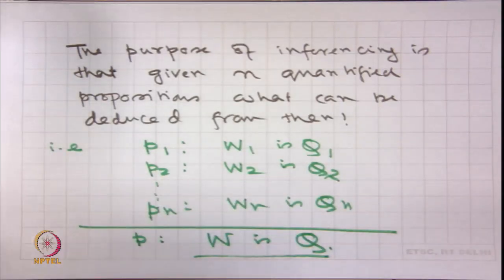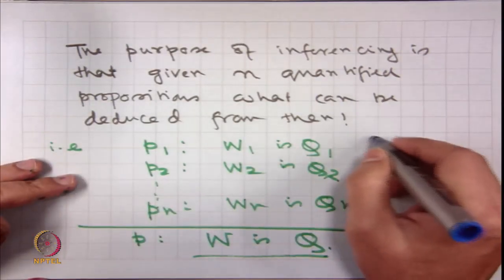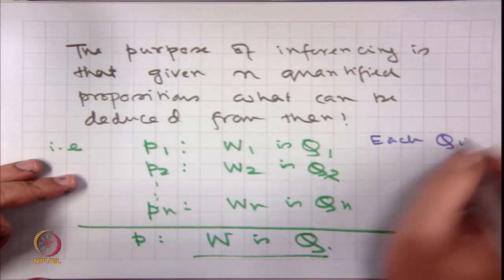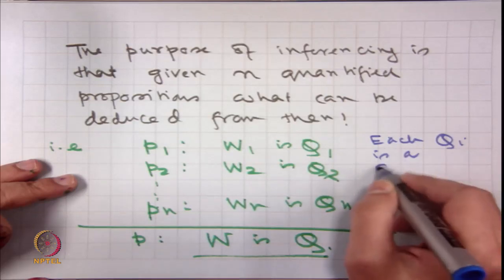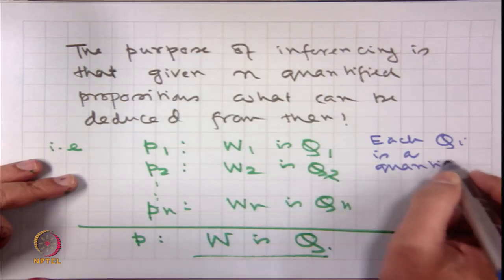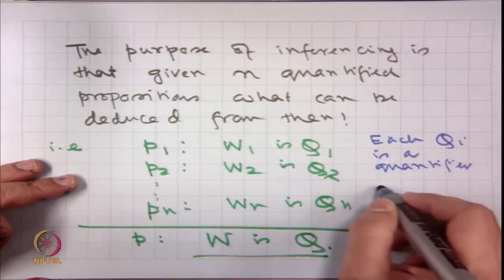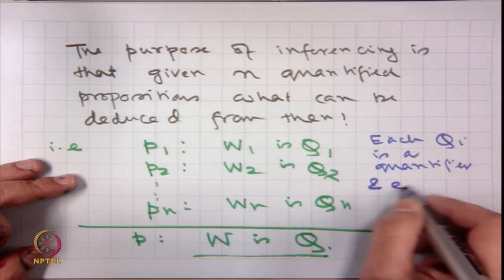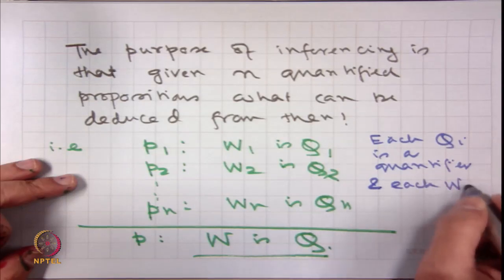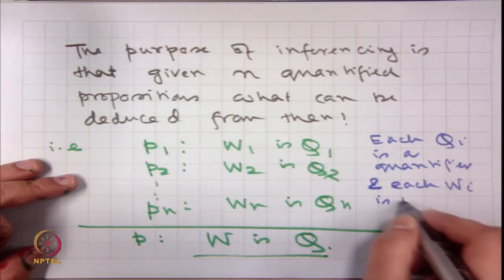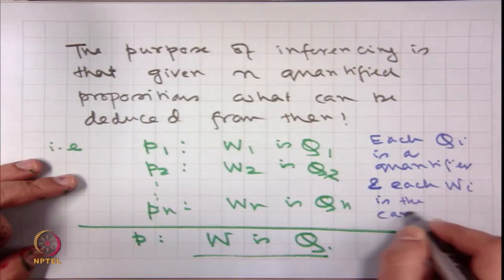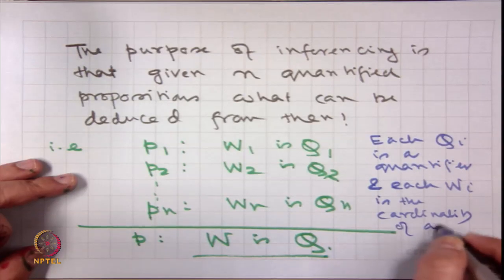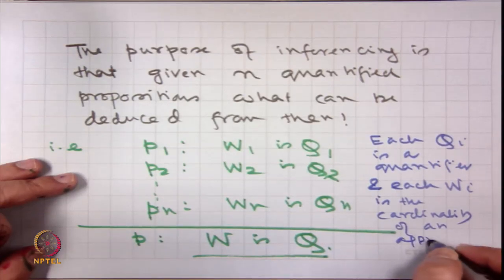Here each Qi is a quantifier, and each Wi is the cardinality of an appropriate fuzzy set.